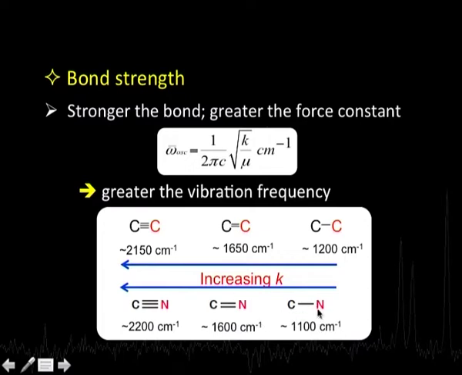Similarly, we can take the case of C and single bond, C and double bond, and C and triple bond. Here again we find a similar trend. So, the basic thing is, if the bond is strong, the vibration frequency will be greater, provided that the reduced mass happens to be the same. Okay.